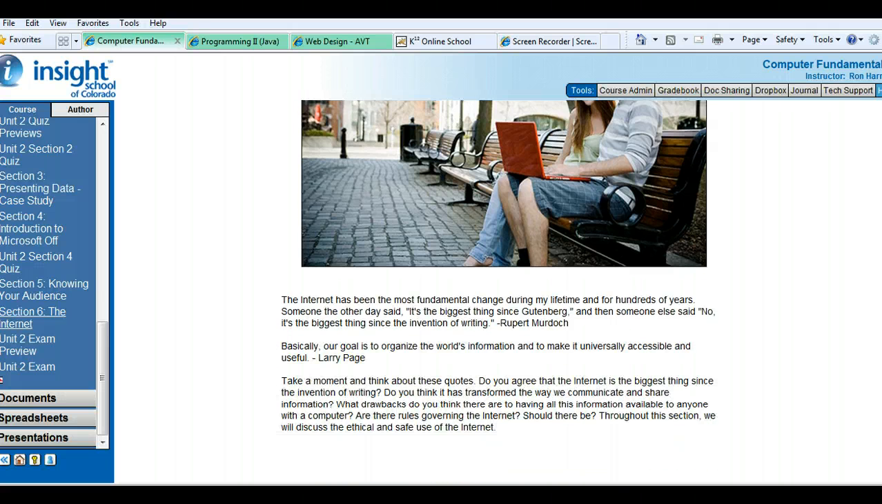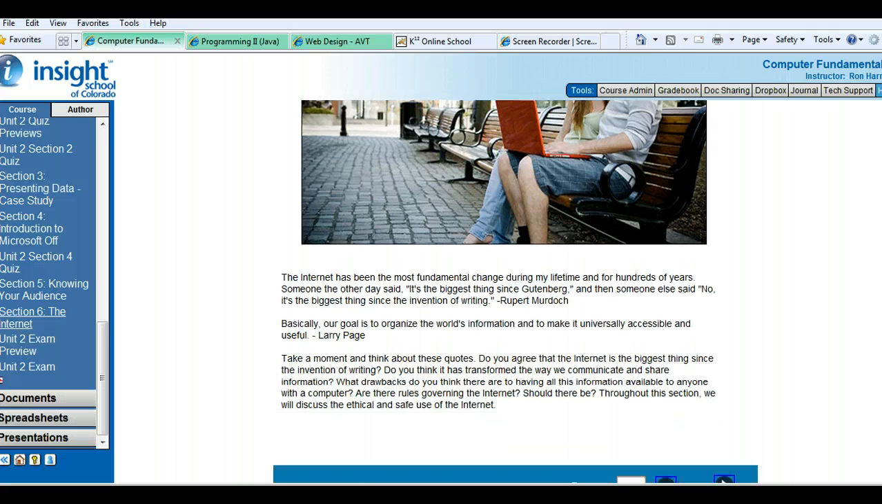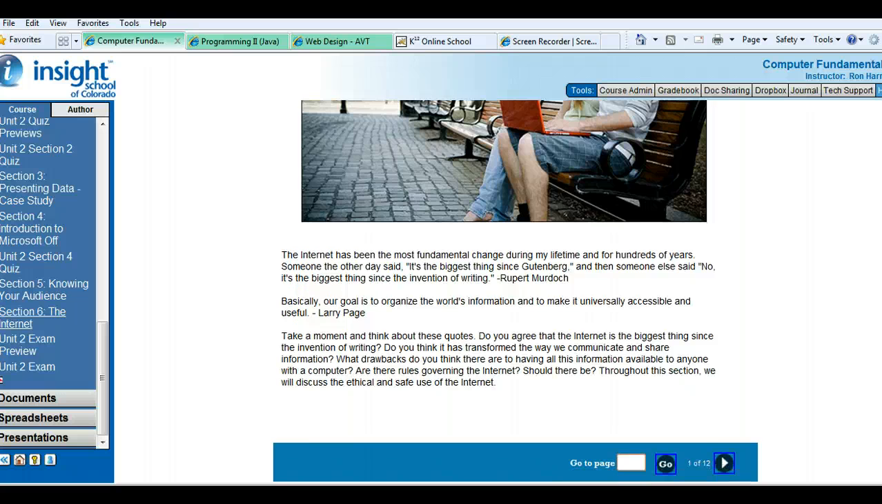So now we're going to talk about the internet. Of course, the internet has been around for all of your lives. And some of the things about the internet, like Larry Page, he's the head of Cisco Systems. He wants to organize the world's information to make it accessible to everyone and to make it useful. And that's really what we need to have, right? Not only accessible information, but useful information.